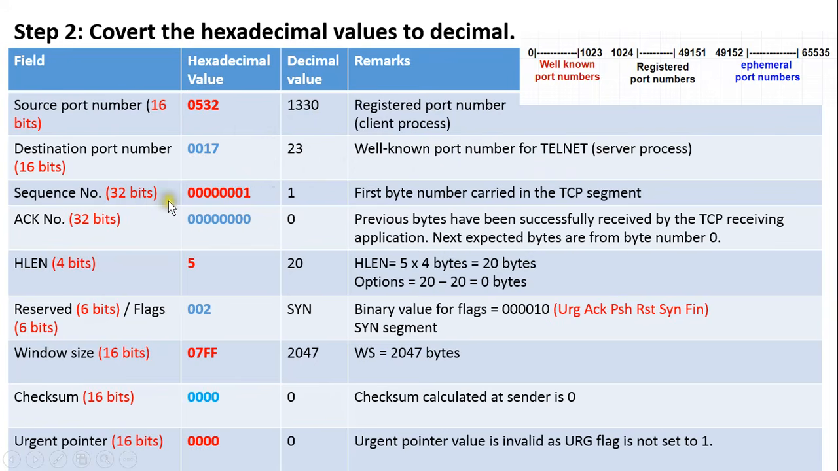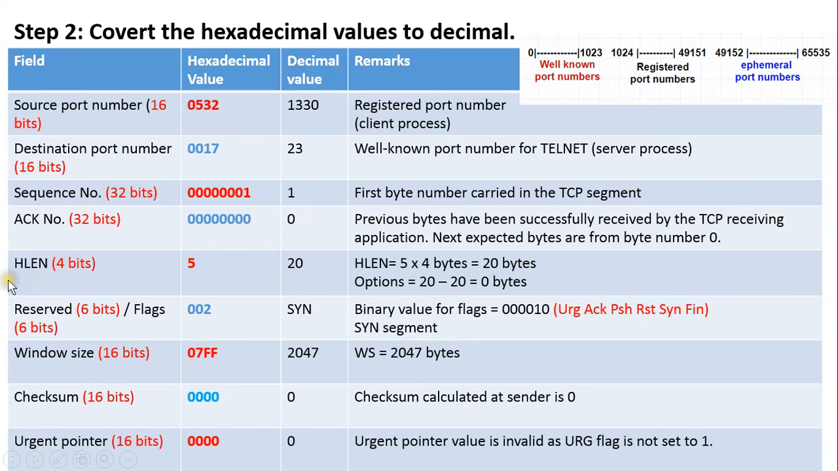Sequence number is 32 bits and its hexadecimal value is 7 zeros followed by 1 in hexadecimal. Its corresponding decimal value is 1, and it indicates the first byte number which is carried in the TCP segment. Acknowledgement number field is of 32 bits. It is having 8 hexadecimal 0 digits. Its corresponding decimal value is 0. The significance of the acknowledgement number field is that the previously sent bytes are successfully received by the receiver, and now the receiver expects to receive from byte number 0.